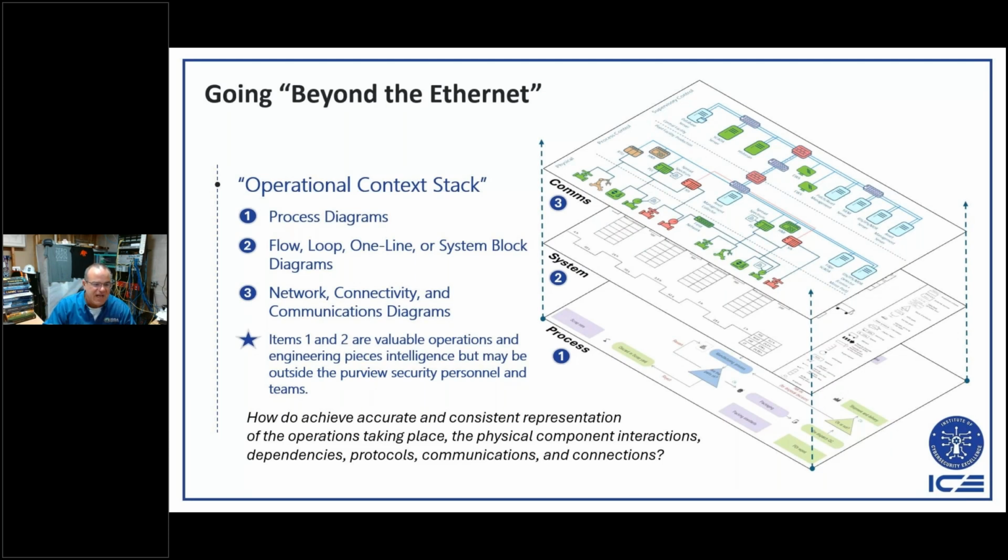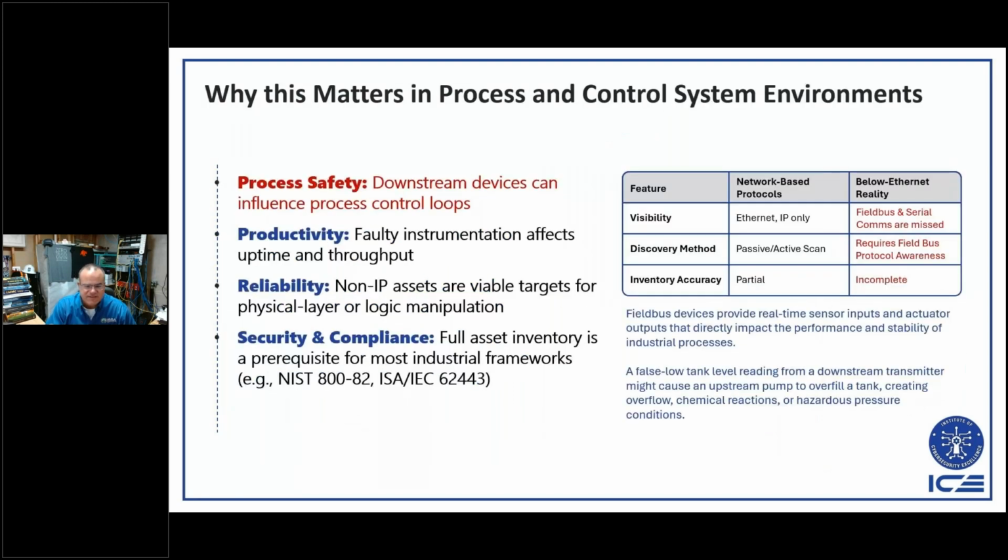And that's where I came up with this operational context. So if you have context to the process or the system that you're attempting to protect, I think it takes you beyond just the typical IT security measures like firewalls, access control lists, and VLANs. You can go far beyond that because you have a better understanding of what the threat vectors would be to the processes that you're trying to protect. And why does this matter in control systems?